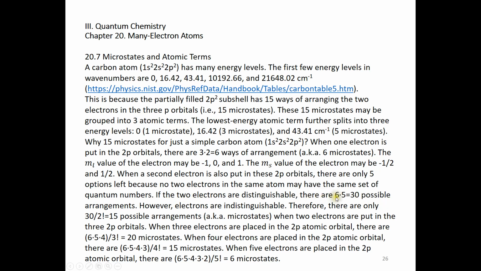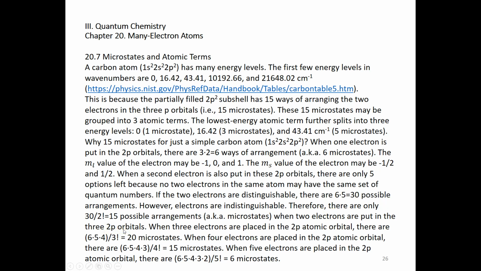So now we have 6 times 5, 30 possible arrangements. 6 for the first electron, 5 for the second electron. Only if the electrons are distinguishable. However, we know electrons are indistinguishable. So any permutation of the 2 electrons corresponds to the same physical state. Therefore, there are only 30 over 2 factorial, which is 15 possible arrangements when we place 2 electrons in the 3 2p orbitals.